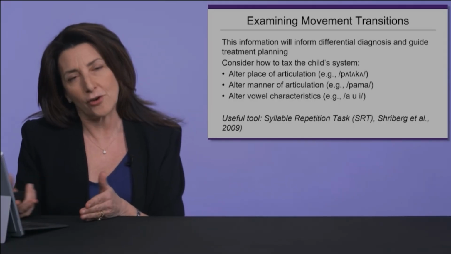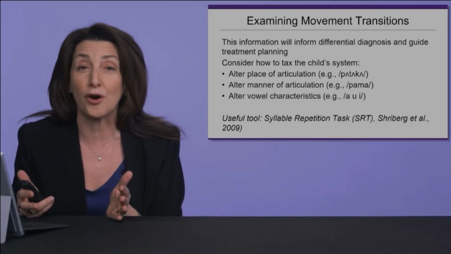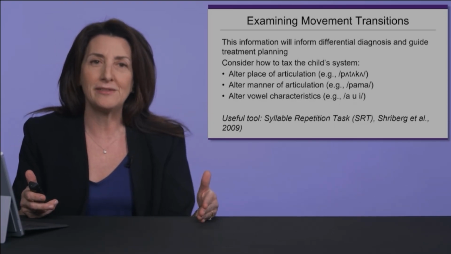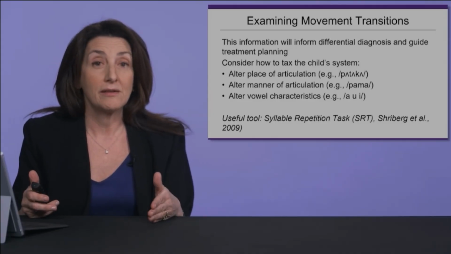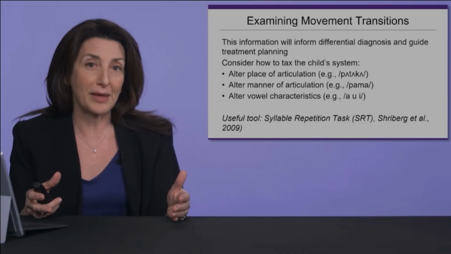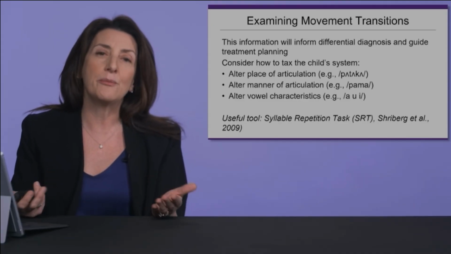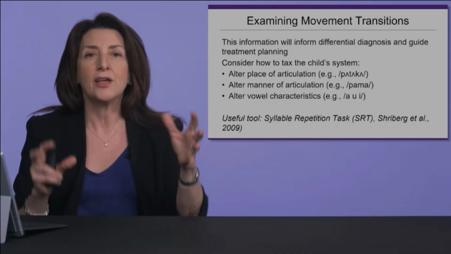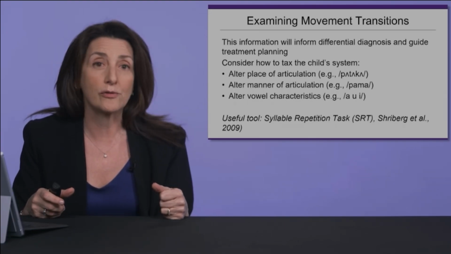We can alter place of articulation, as you see here. Pataka is an example where all these sounds are plosives. The vowel is the same, but the plosives vary by place. We could alter manner of articulation by including segments in combination that represent different manners of articulation. In this case, P is a plosive and N is a nasal. And then we could also alter vowel characteristics, using your vowel quadrilateral as a guide, so the child has to combine vowels that are produced across the vowel quadrilateral.